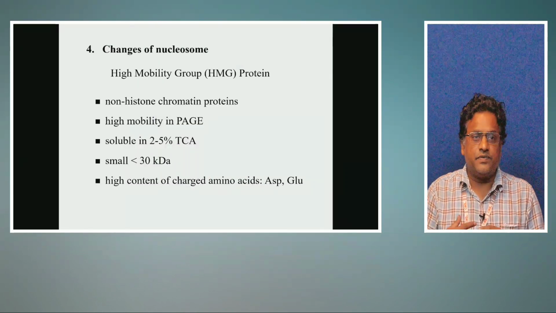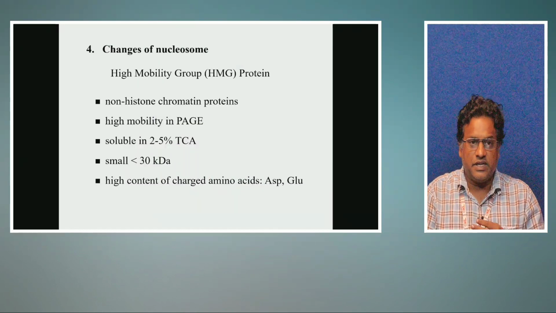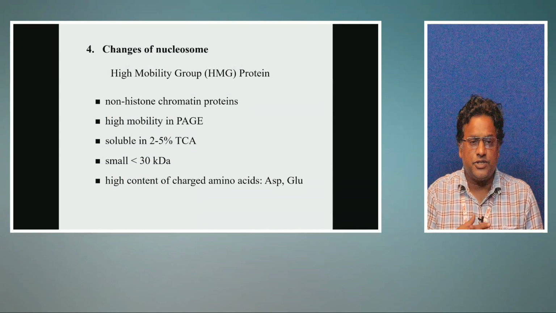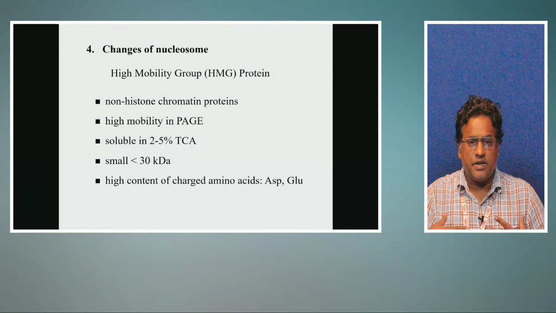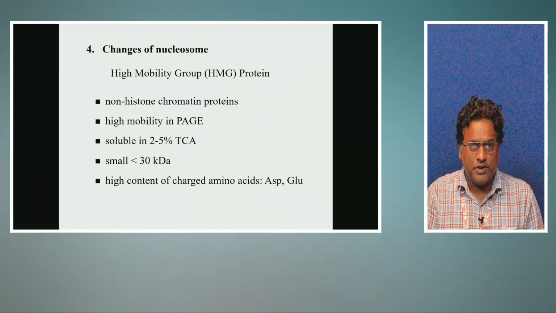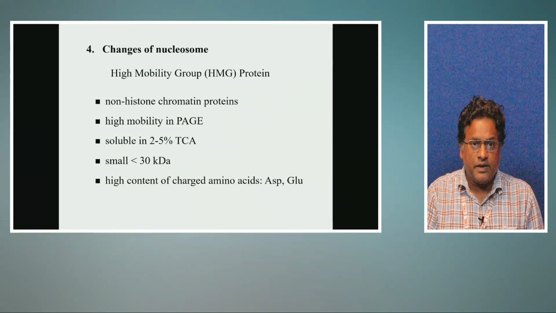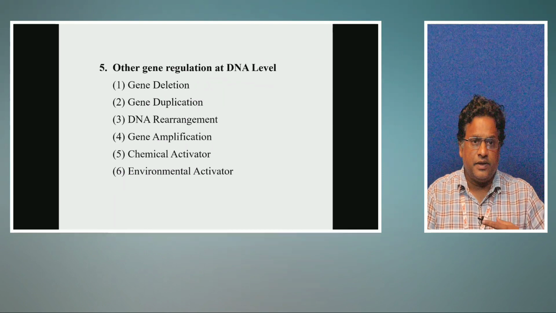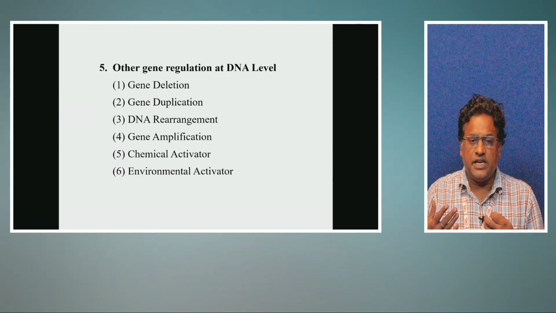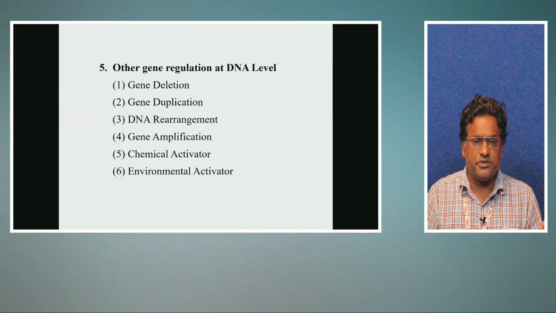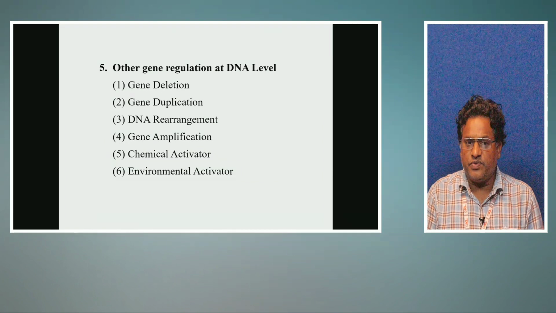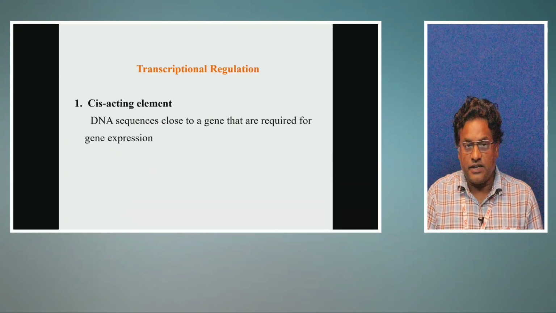So there are changes of the nucleosome. There is something called the HMG group or high mobility group, non-histone chromatin proteins, and so on. You will find a high content of charged amino acids, aspartate and glutamate. So you will find such kinds of nucleosome changes. Then other regulation at the DNA level you will find in gene deletion, duplication, and DNA rearrangement, which you would find at different levels.